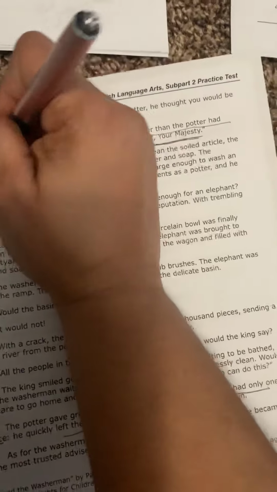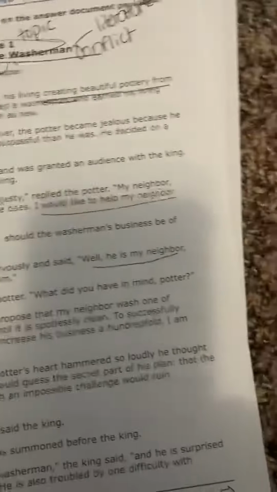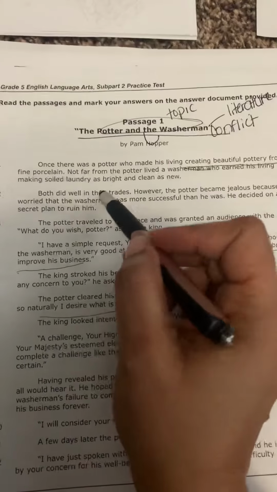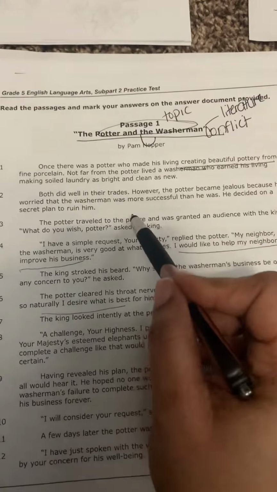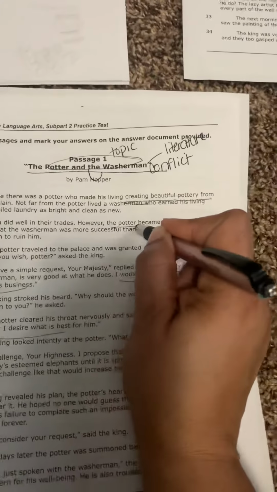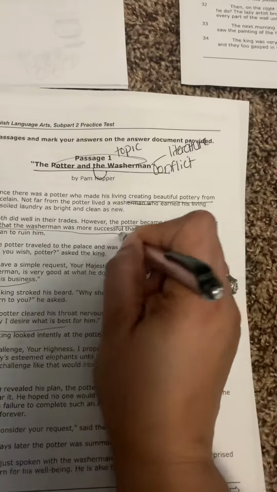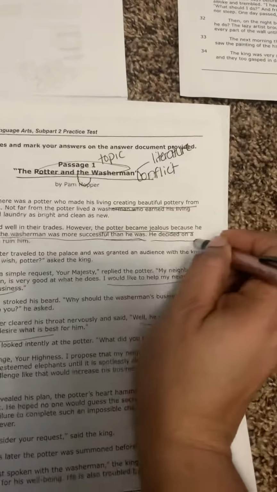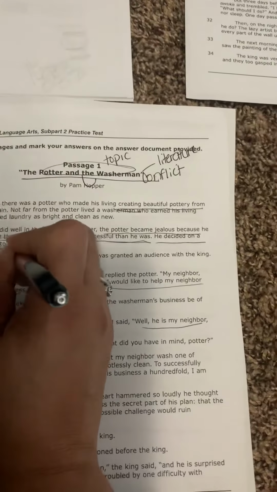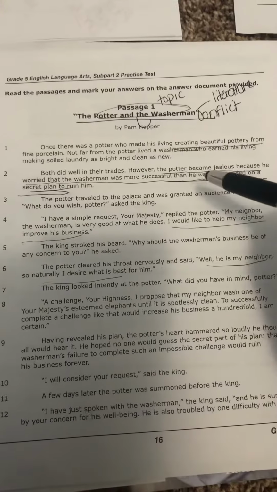And here I am flattered by the washerman's request. This is the potter who's talking. So let's kind of go back to make sure we didn't miss anything. Everywhere we see where the potter's doing something, we need to make sure we annotate that. So there was a potter who made beautiful pottery. Both did well on their trades. Oh, we forgot something. However, the potter became jealous because he worried that the washerman was more successful than he was. So he decided on a secret plan to ruin him. So that was really important. So I'm glad we went back to that before we went to the question.